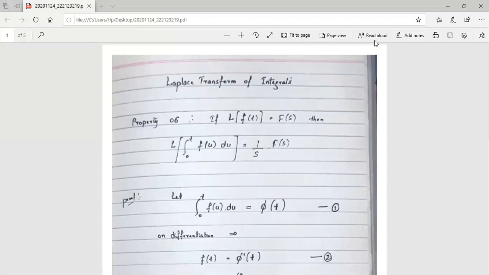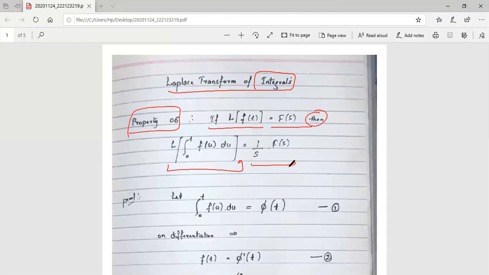This is your property number 6, that is the Laplace transformation of integral property. The statement is: if the Laplace transformation of f of t is equal to F of s, then the Laplace transformation of the integral over 0 to t of f of u du is equal to 1 by s F of s. We have to prove this.